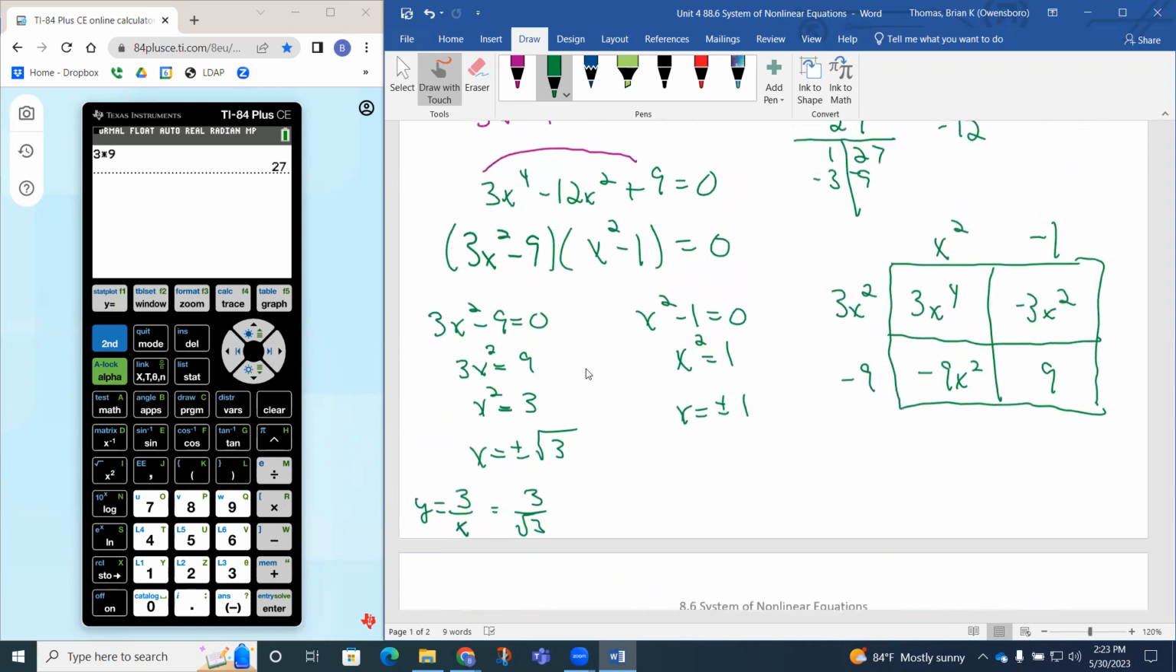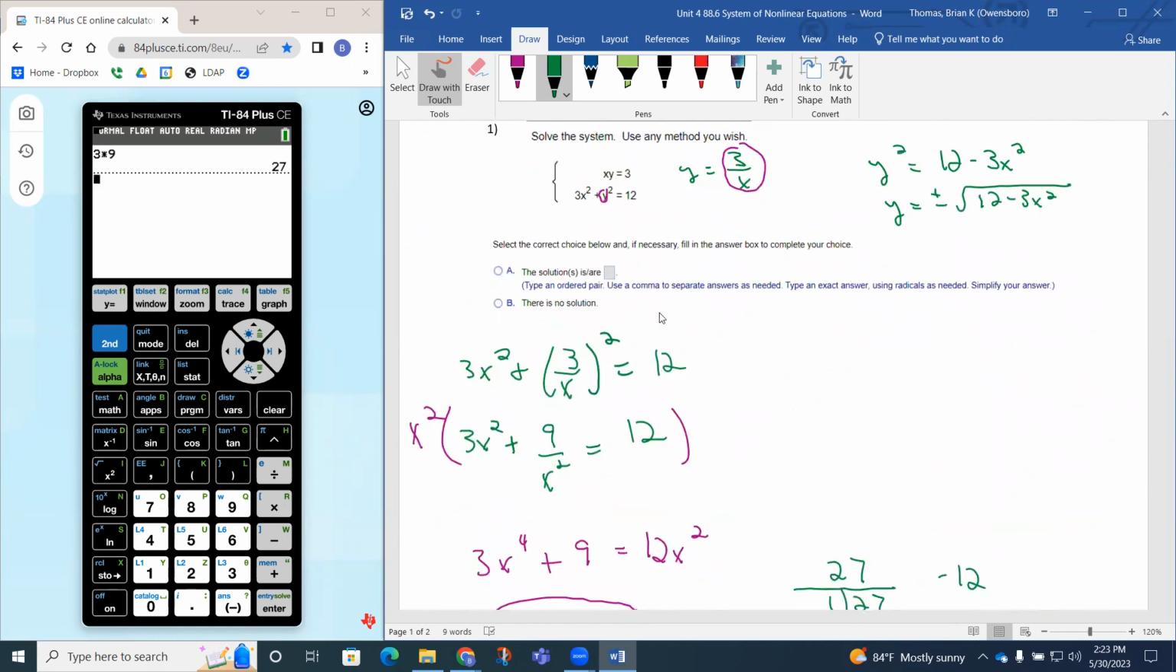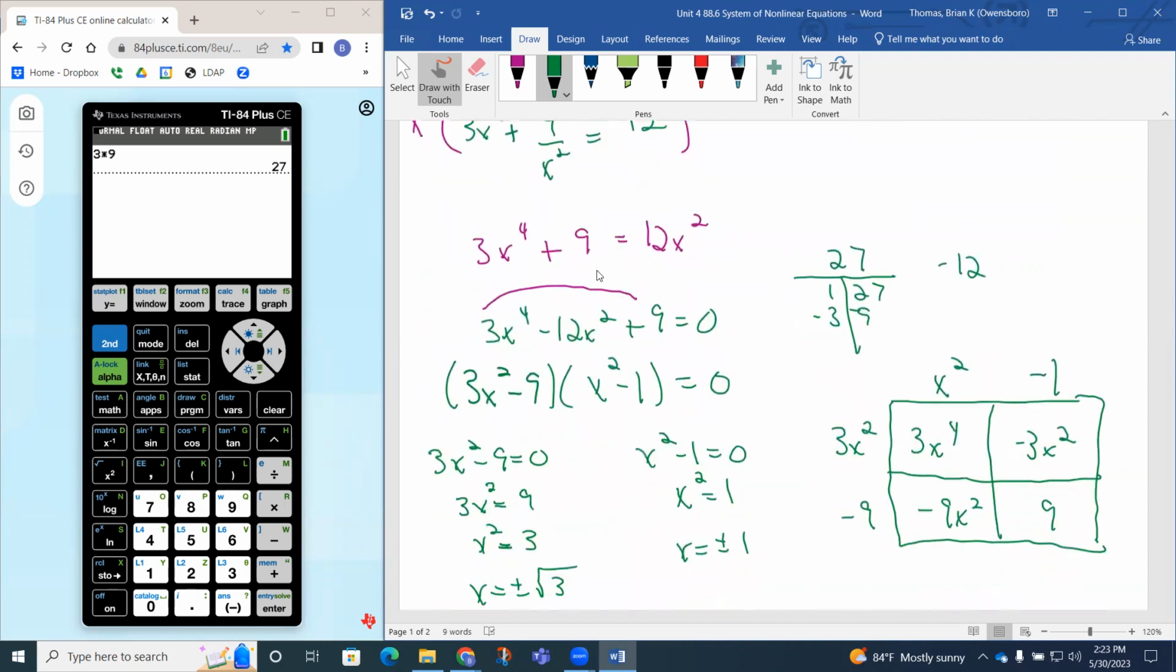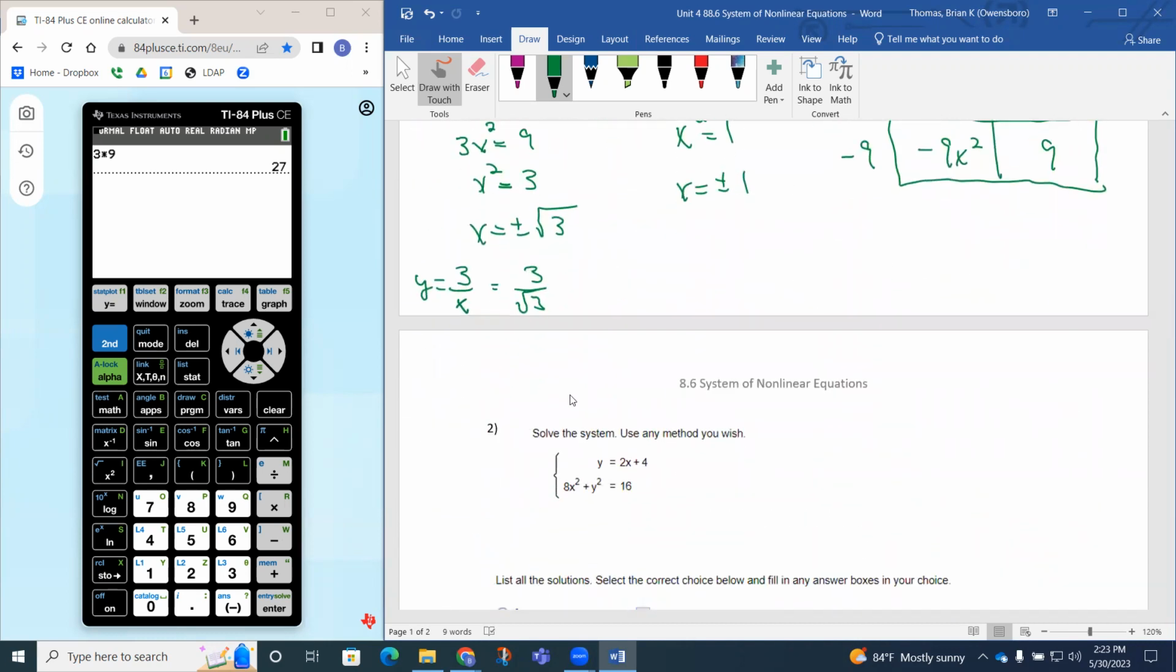Let's see what the directions say if there is anything special about this. They want exact answers, and they want to simplify. So remember, you cannot have a radical in the bottom. So you've got to multiply the top and bottom by radical 3 to rationalize it. So this becomes 3 radical 3 over 3, which means that becomes the square root of 3.